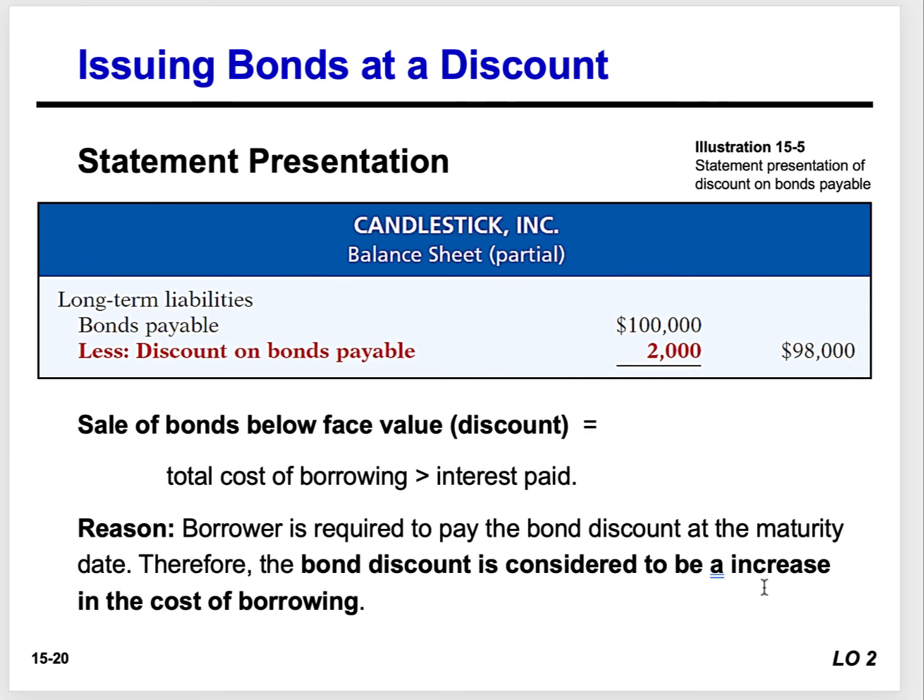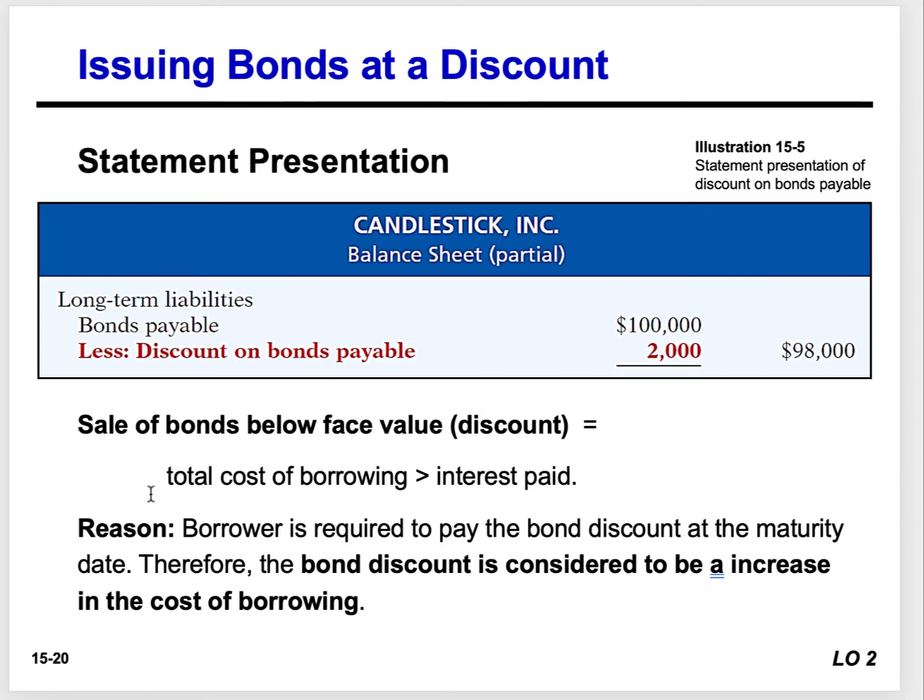Here's exactly how it looks on the slide or in the balance sheet. Long-term liabilities, bonds payable $100,000 less discount on bonds payable $2,000. The balance is $98,000. Now, keep in mind that this is when we sell bonds below the face value, the discount. What does that mean? That means that the total cost of borrowing is greater than the interest paid.